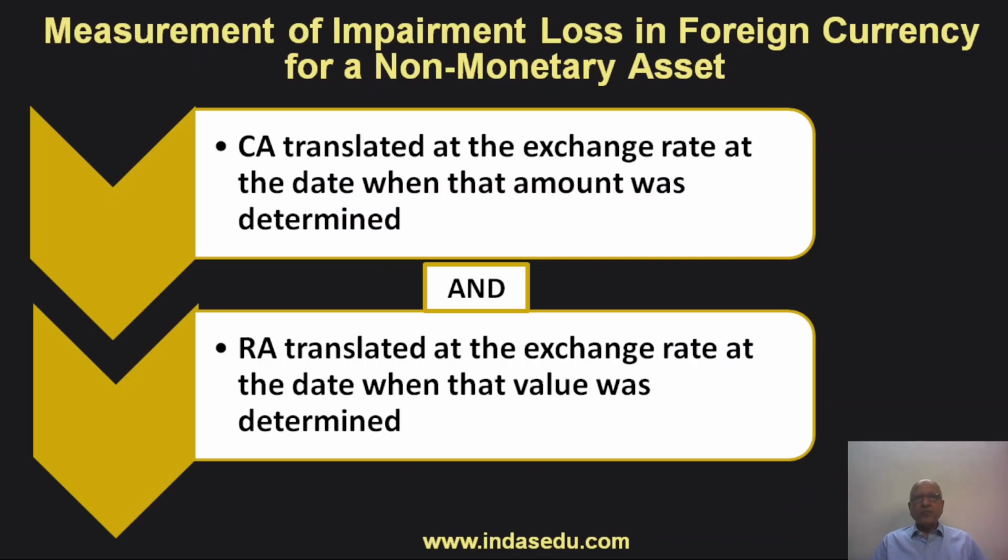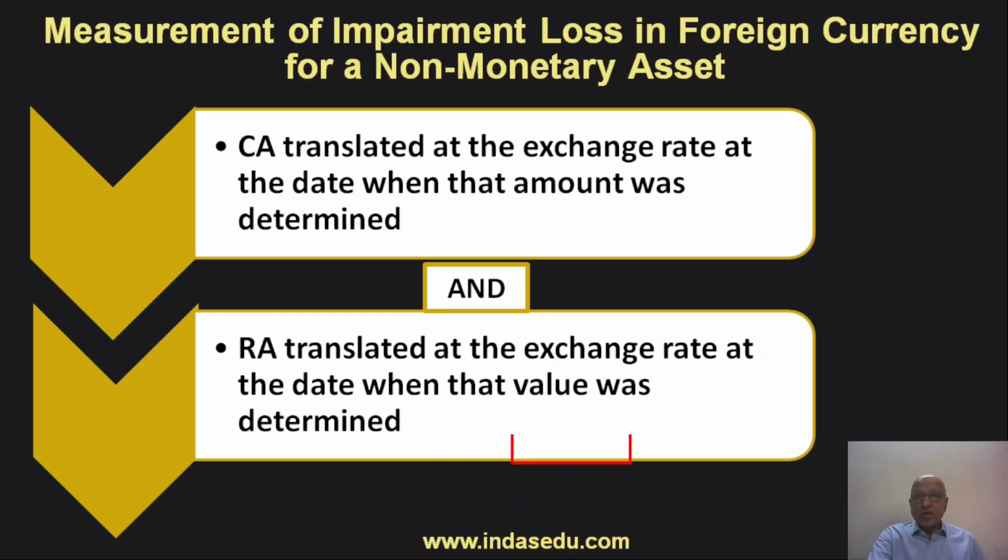Next. Measurement of impairment loss in foreign currency for a non-monetary asset. First of all, we need to find out two things, carrying amount and, next, recoverable amount. Carrying amount is translated at the exchange rate at the date when that amount was determined. When an asset is acquired, cost is the carrying amount. Thereafter, carrying amount is the cost less accumulated depreciation and accumulated impairment losses. So we want to find out what is the carrying amount at the date when the asset is tested for impairment.